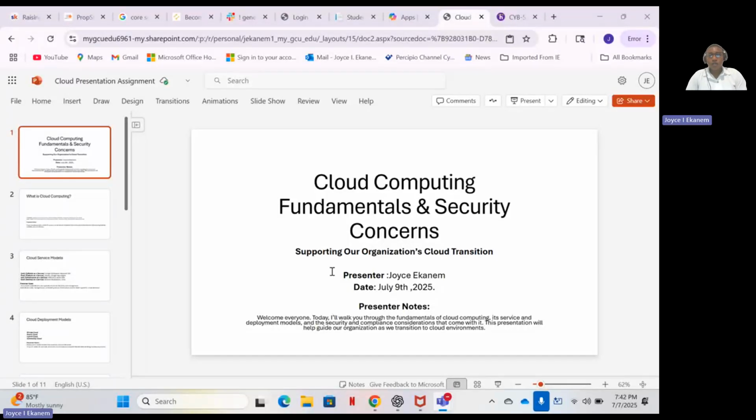So today we are going to be talking about cloud computing and security concerns. Welcome everyone. Today I'll walk you through the fundamentals of cloud computing, its service and deployment models, and the security and compliance considerations that come with it. This presentation will help guide our organization as we transition to the cloud environment.